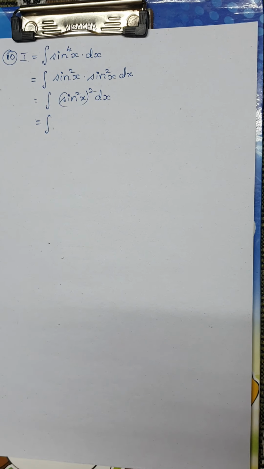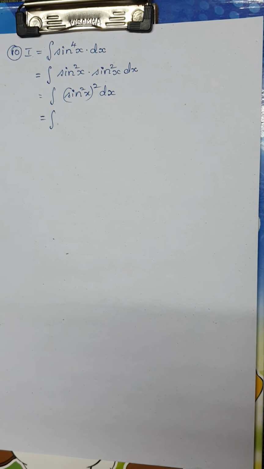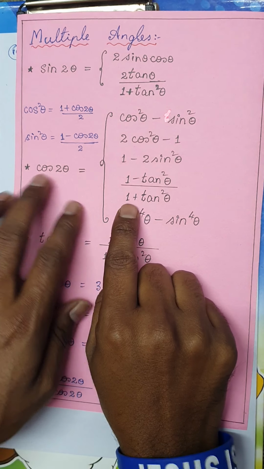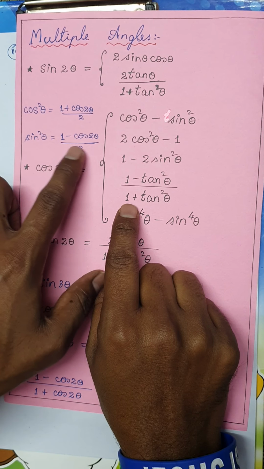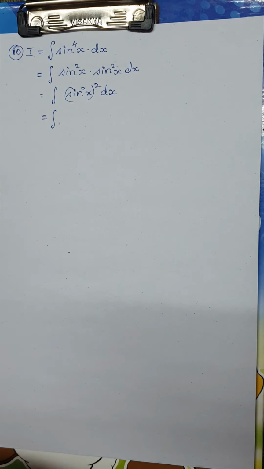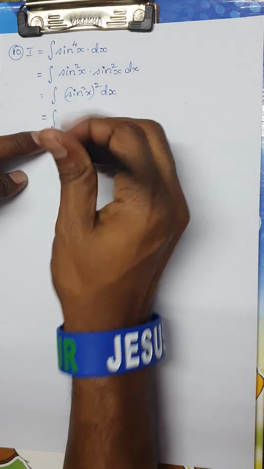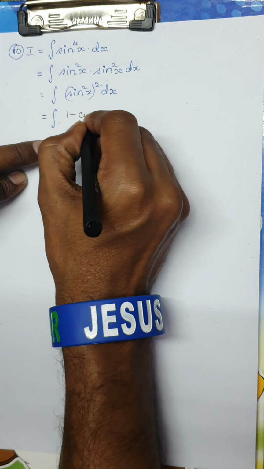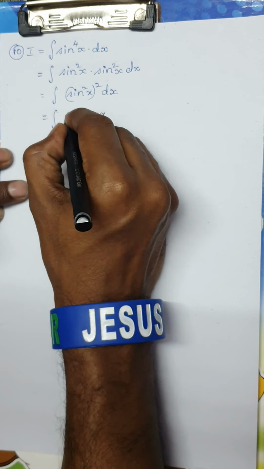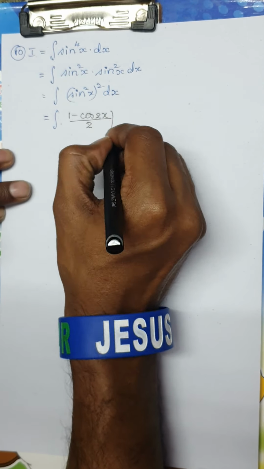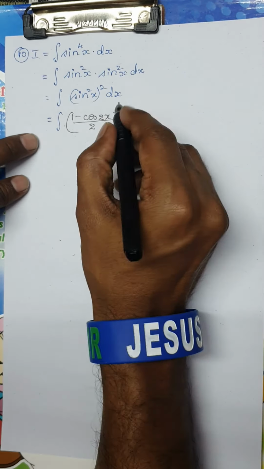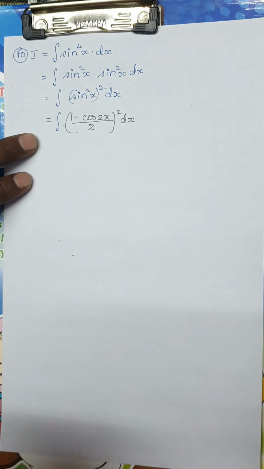This will become the integral of, now what is sine square x in terms of multiple angles? As I told you in the previous session, sine square theta can be written as 1 minus cos 2 theta divided by 2. Using this result, I am going to write this sine square x as 1 minus cos 2x divided by 2. Remember, it is whole square because I have just substituted for this sine square x. I have an outside whole square here, and this is dx.